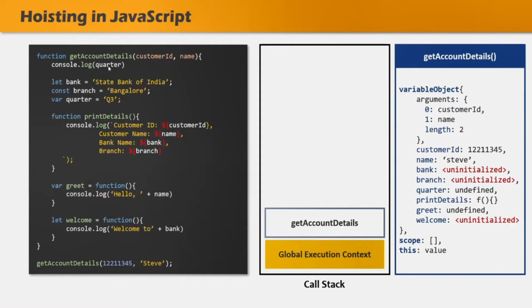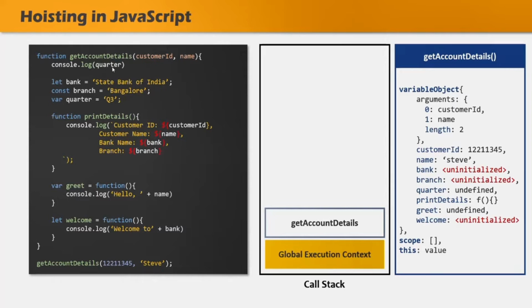So now the JavaScript engine will go to the execution context, and there it will check whether any property in this variable object with this name quarter is present or not. And it will find it here. So we have a property called quarter. The JavaScript engine will find this property and it will log the value of that quarter property, that quarter variable, which is stored in this variable object. And what value does it store? It stores undefined.